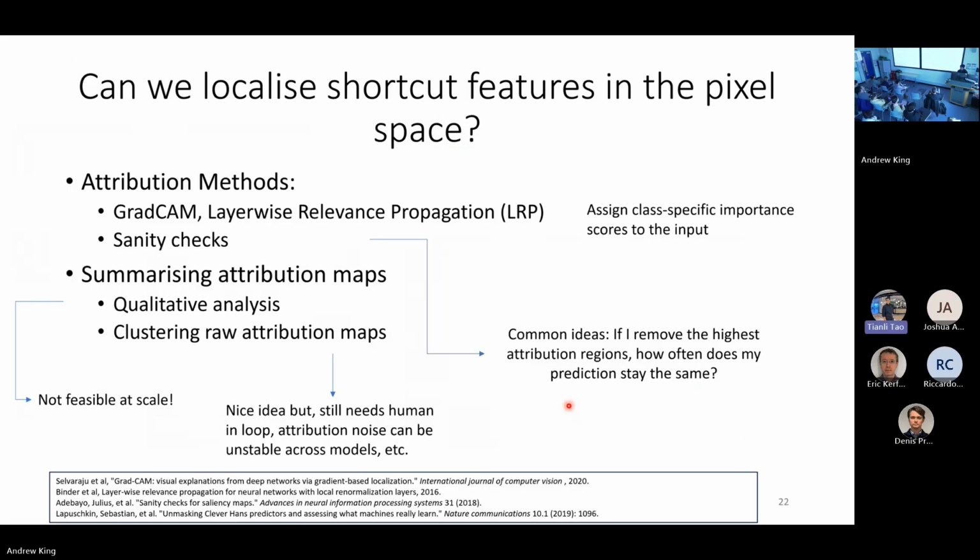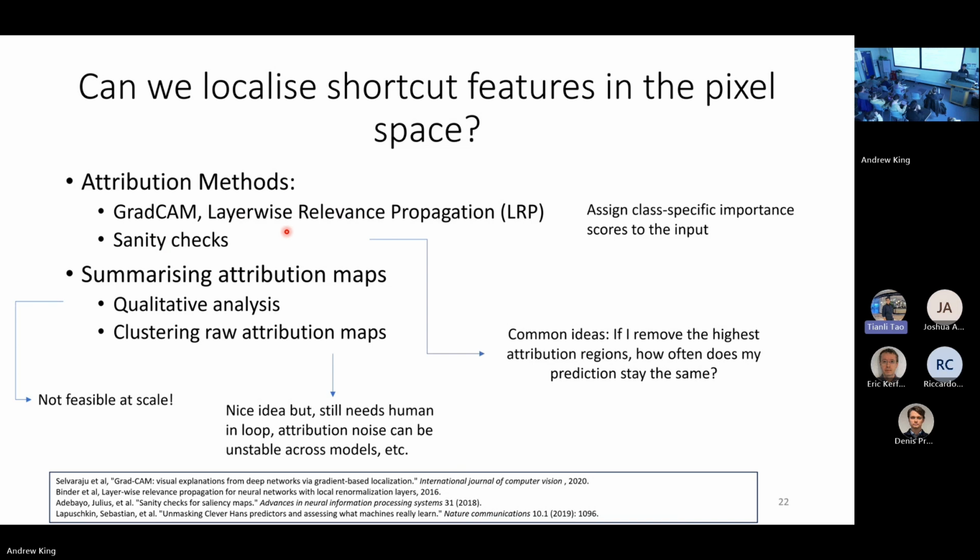Now we have checked a few cases of how we can detect shortcut learning, but it still doesn't answer what features in the input. Often in medical imaging, we are interested in finding out what features in the input are actually used by the model to make these harmful decisions. And we have attribution methods used in interpretability to get pixel space attribution, where we get an importance score specific to a class. Examples are GradCam and layer-wise relevance propagation.